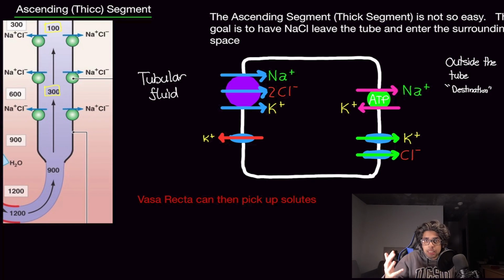I know it's a little complicated. But in the ascending loop, everything else can leave except water. So our goal is to put sodium and chloride into the outside space. Not in the tubular fluid, but in the outside space. So how are we going to do that? Well, we're going to use pumps.